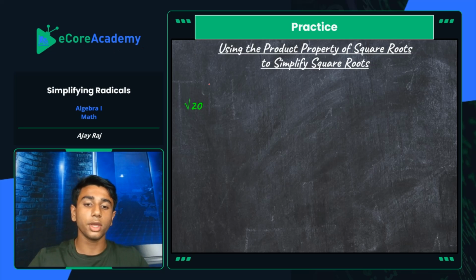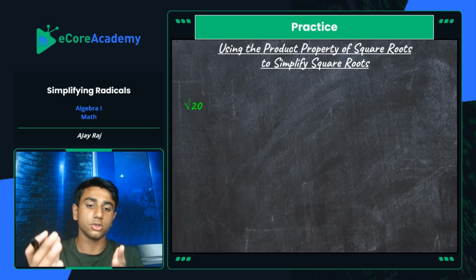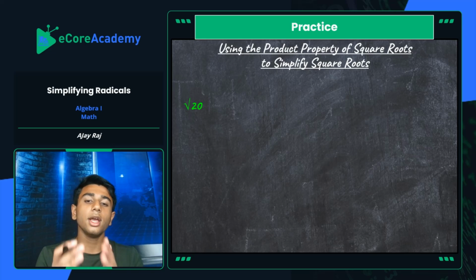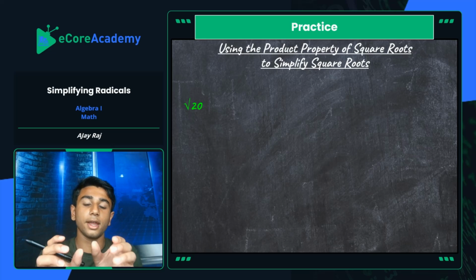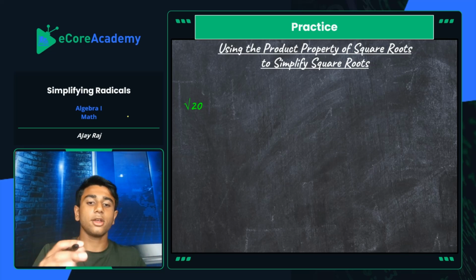The goal here, when you're trying to simplify radical expressions, is to look at the value inside the radical and discover if you can split it up into smaller squares. The more squares you break it up into, the more you can simplify it and divide it up into separate pieces. All right, so let's take a look at the square root of 20.